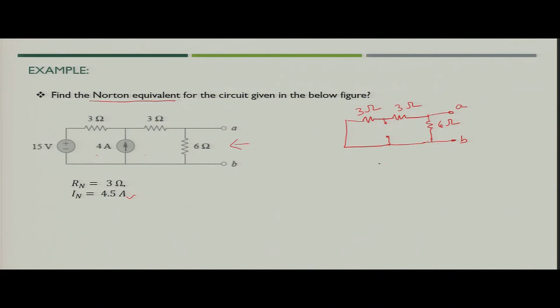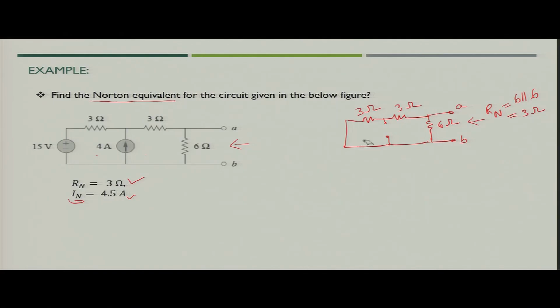So, when you see this updated circuit, you will come to know that 3 ohm are in series and the series combination of these 3 ohms is in parallel with 6 ohm. So, what you get? You get eventually the 6 ohm in parallel with another 6 ohm resistance. So, you can simply find out the value of R n is nothing but 6 ohm in parallel with 6 ohm, that is nothing but 3 ohm. So, you got now Norton's resistance.